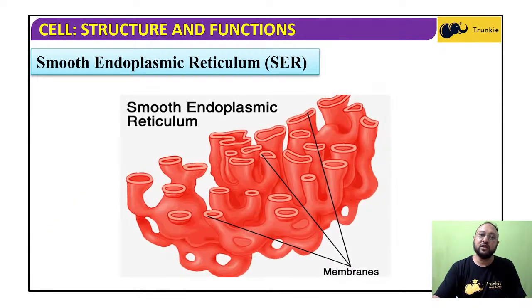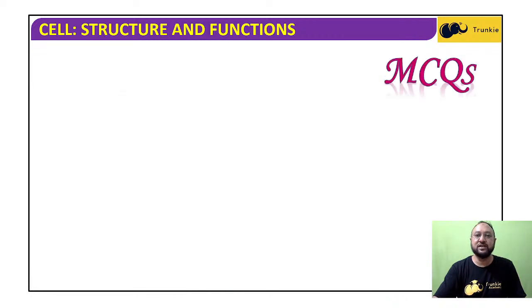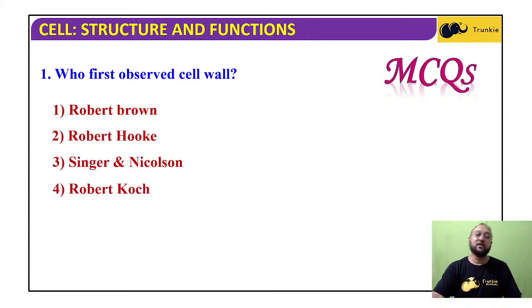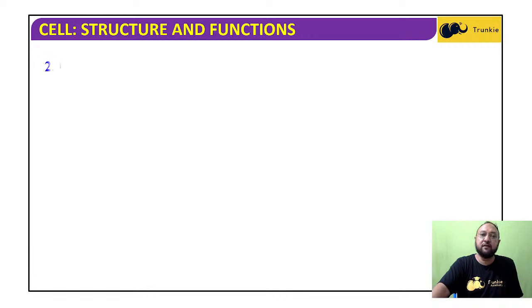Now, smooth endoplasmic reticulum, they have got membranes, and they do not have ribosomes attached on it. So, in MCQ, who first observed the cell wall? Robert Hooke, in 1665. Robert Hooke, not Singer and Nicolson. Singer and Nicolson were the scientists to give the fluid mosaic model. Robert Brown is another scientist who observed the Brownian motion, and he studied the pollen grain. So it is Robert Hooke in 1665.